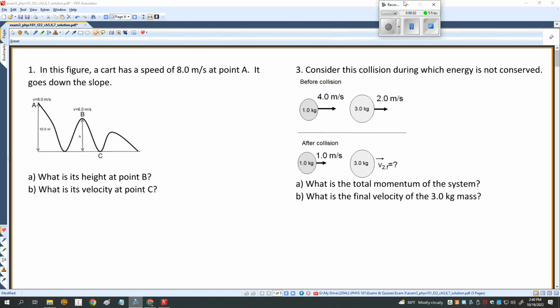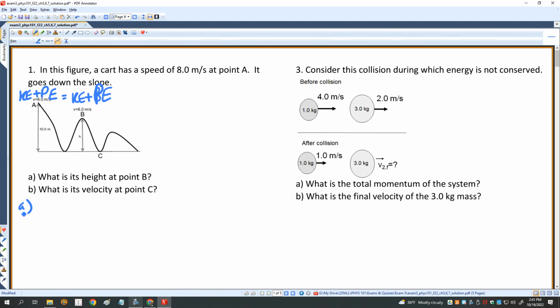All right, this is exam 2 for fall 22, chapters 5, 6, and 7. This first one has a roller coaster cart with a speed of 8 meters per second at point A, so it has both kinetic energy and potential energy up here. It also has kinetic energy because it's moving, plus some potential energy over here at point B, and I know that those two have to be equal.